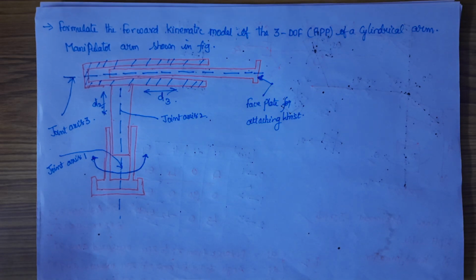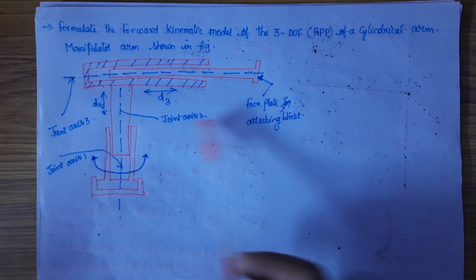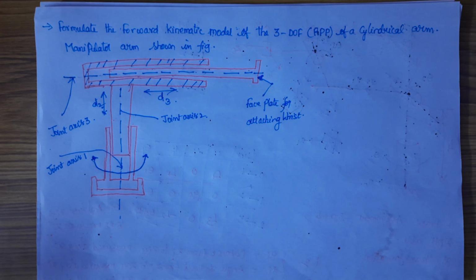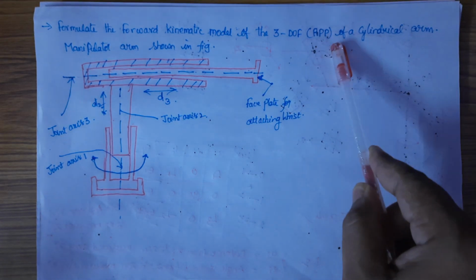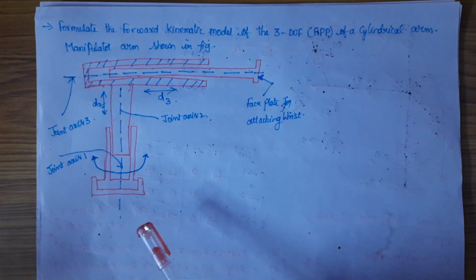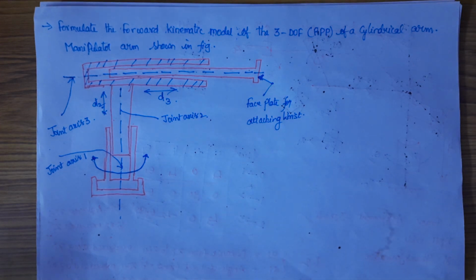Hello guys, so we have a problem here. In order to formulate the forward kinematics model of a 3 degree of freedom cylindrical arm manipulator, we have that is shown in the figure. So here is the 3 degree of freedom revolute, prismatic and prismatic cylindrical arm. So he has given directly the cylindrical arm, mentioned as revolute, prismatic and prismatic. That means we will be having one revolute joint and two prismatic joints.